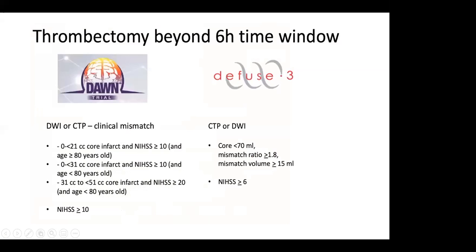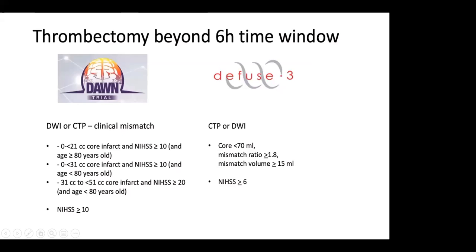So it's a bit complicated. The thrombectomy beyond the 6 hour time window in the DAWN trial looks at the clinical mismatch, which is the difference between the severity of the clinical deficit and the infarct volume. The mismatch criteria are defined according to the age of the patient. So they take 80 as a cutoff point.